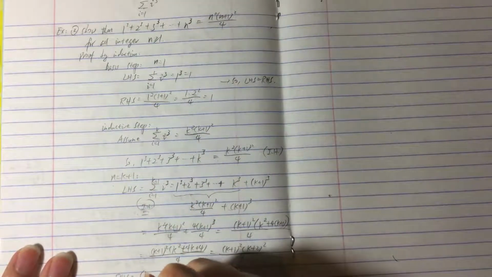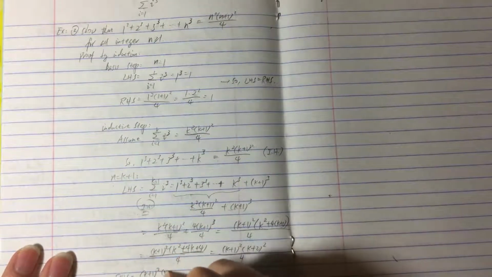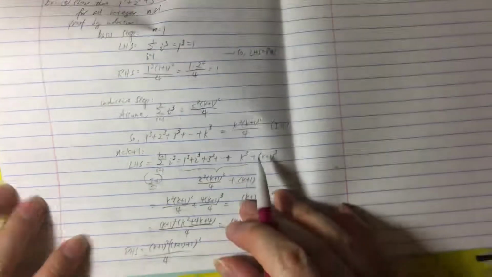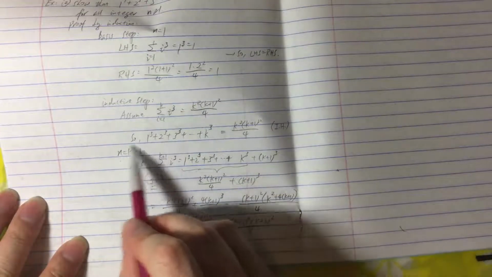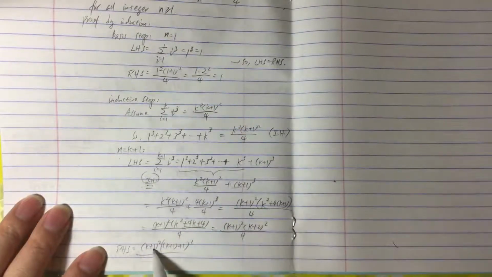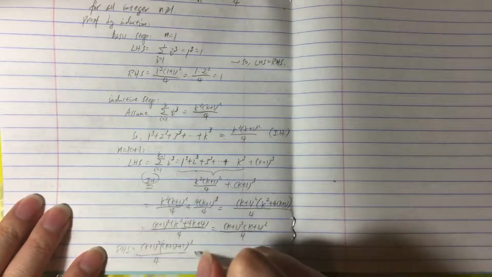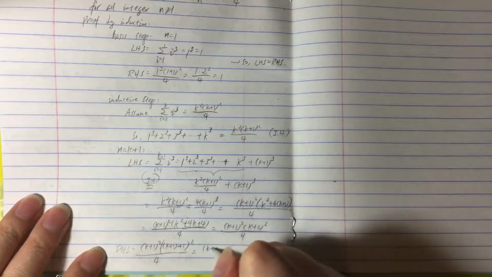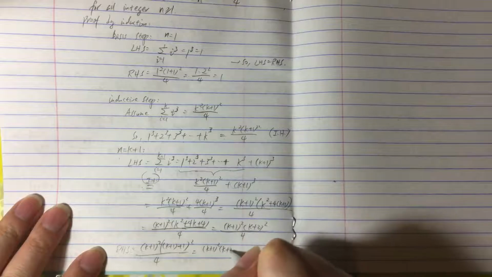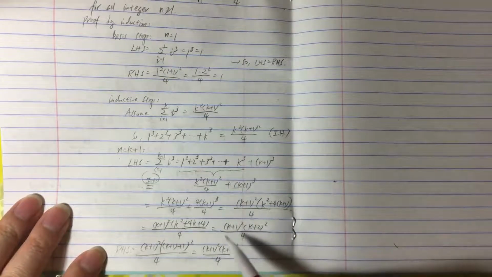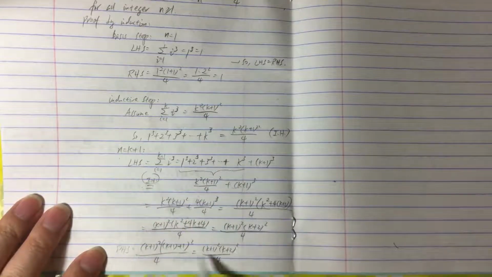Right hand side is k plus 1 squared times k plus 1 squared over 4. For the right hand side, I plug in k plus 1 for each n here. I get k plus 1 squared times k plus 1 squared, which is k plus 1 squared times k plus 2 squared over 4. So they are exactly the same. Left hand side equal to the right hand side.